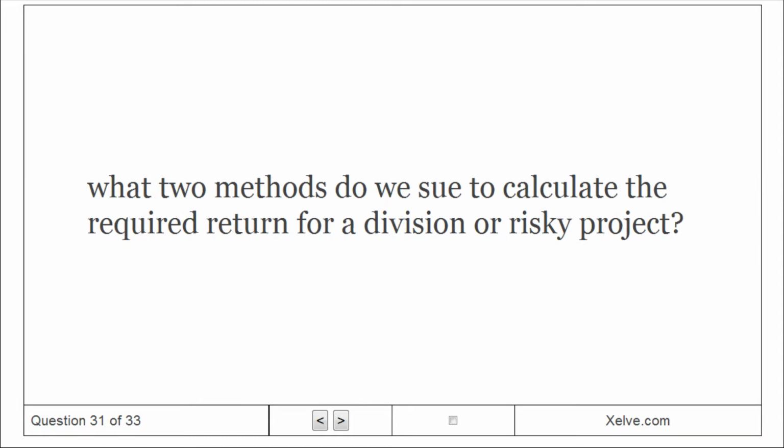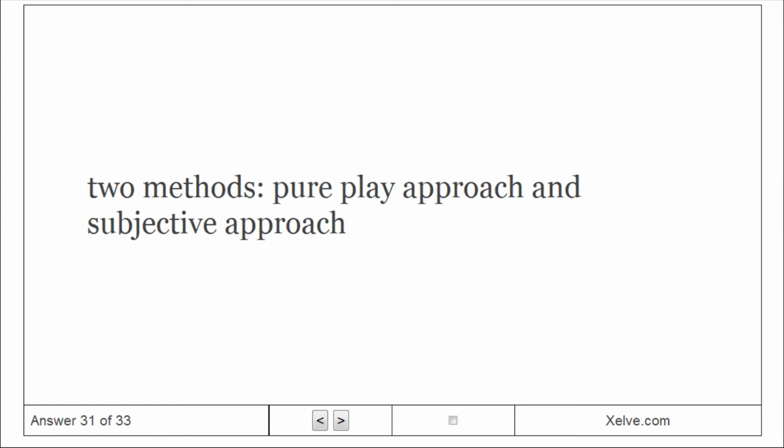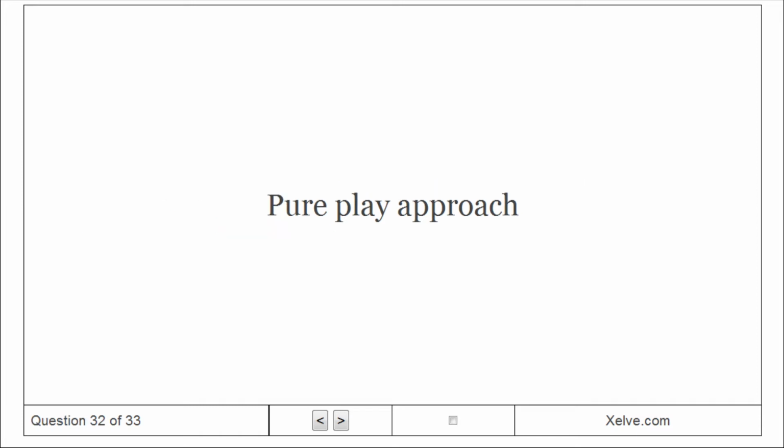What two methods do we use to calculate the required return for a division or risky project? Two methods: pure play approach and subjective approach. Pure play approach.